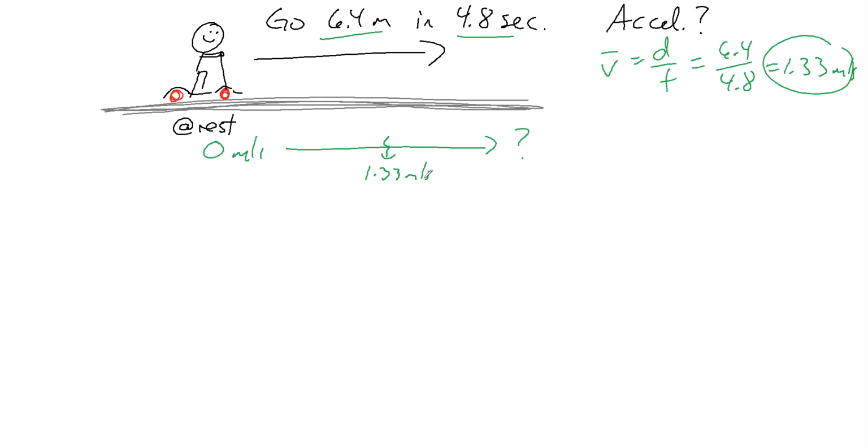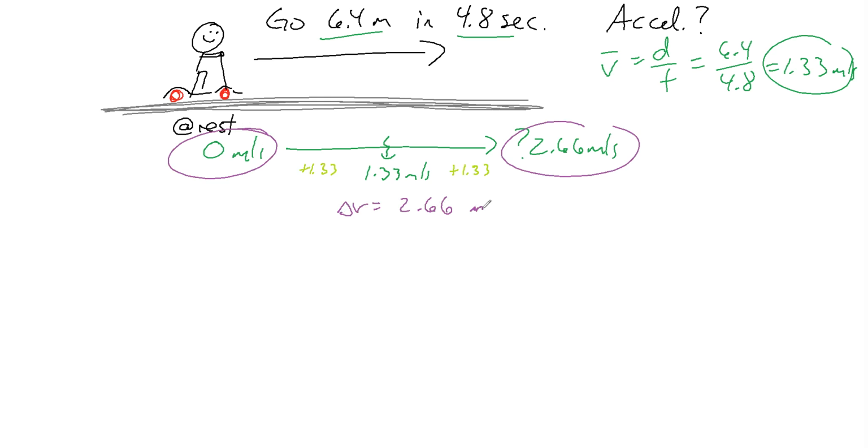So if he started at 0 and he went up to something I don't know, and the average is 1.33, well, let's see, this is plus 1.33. This would also be plus 1.33, or just doubling this. You can sort of see the final v must have been 2.66 meters per second. So he went from 0 to 2.66, and its average was then 1.33. So that dtv only gives me the average v. So now that I know that, I know we went from 0 to 2.66. The change in v was 2.66 meters per second.